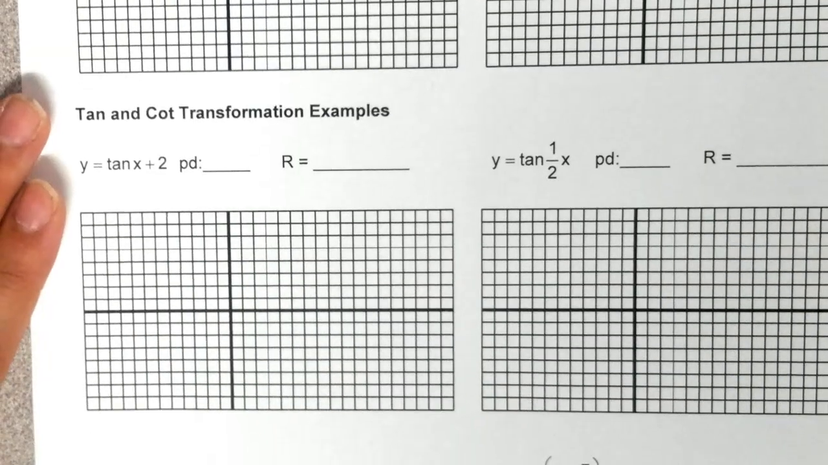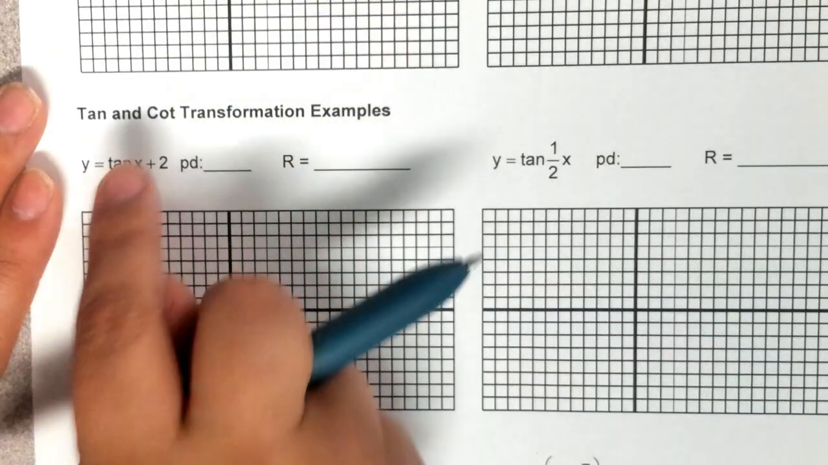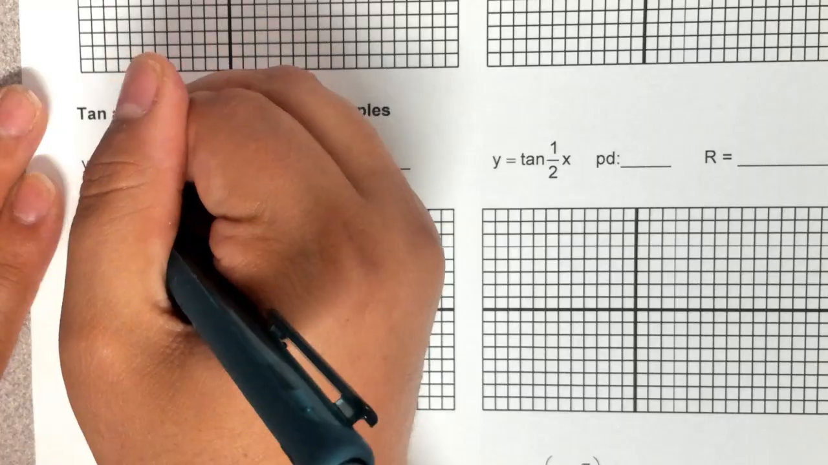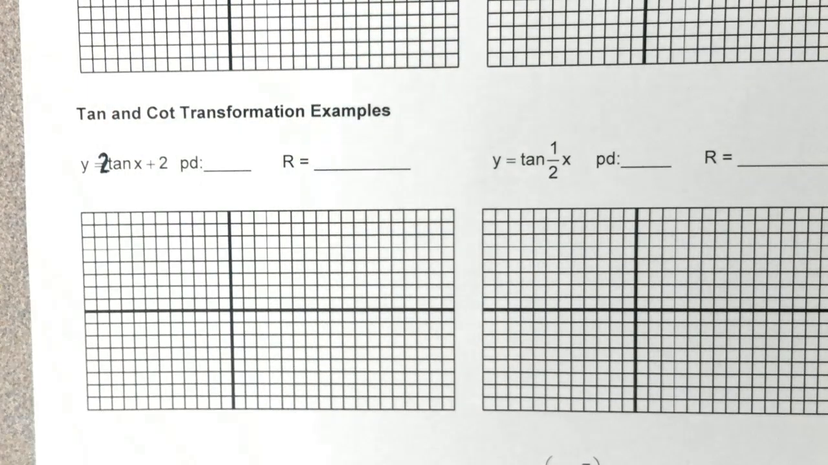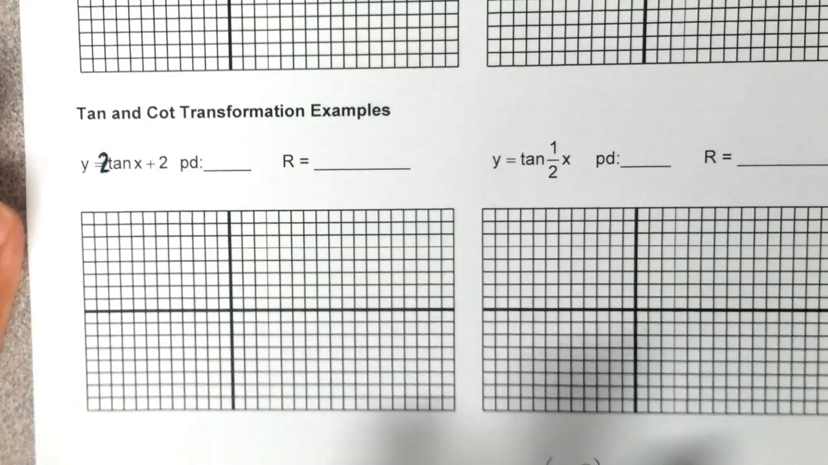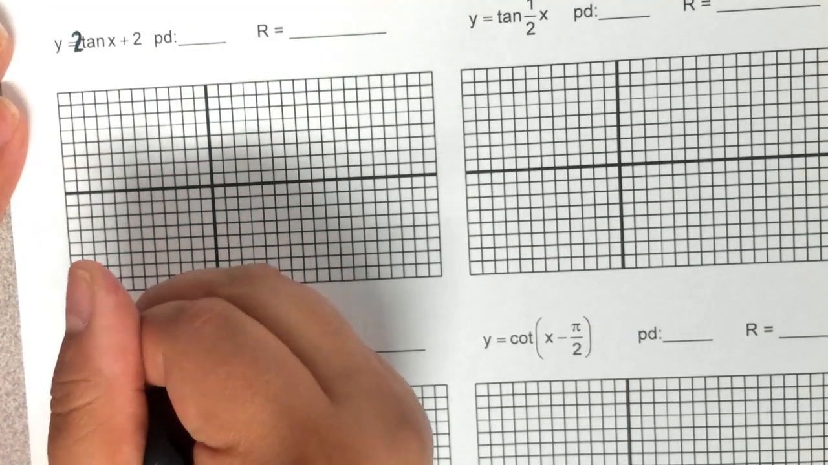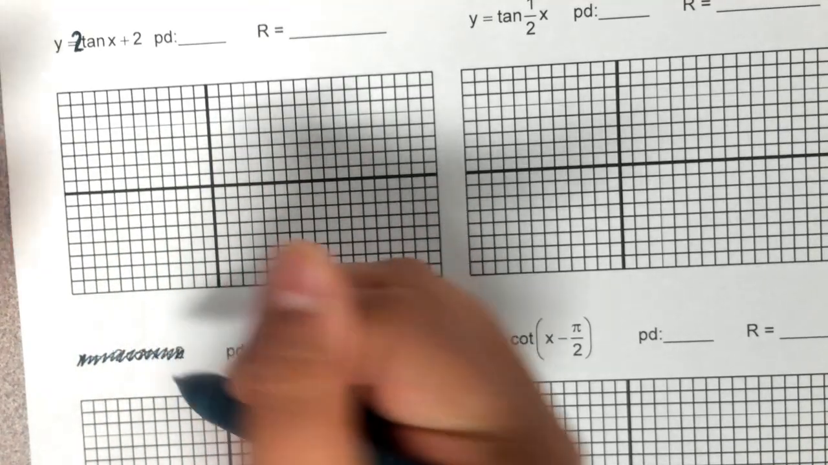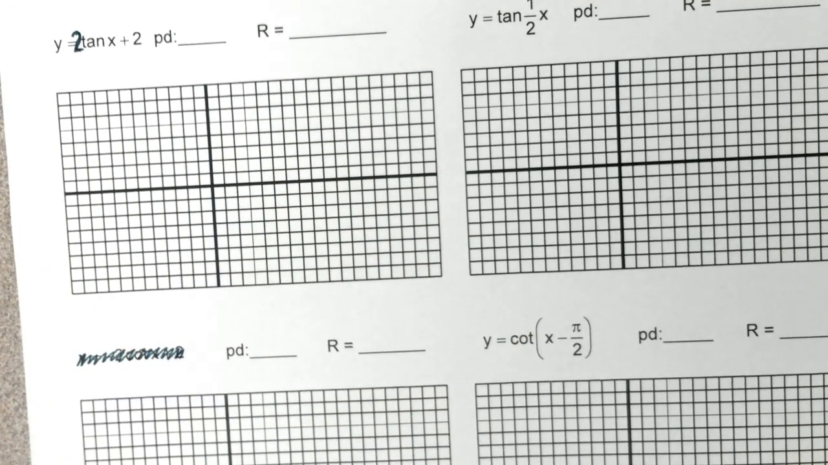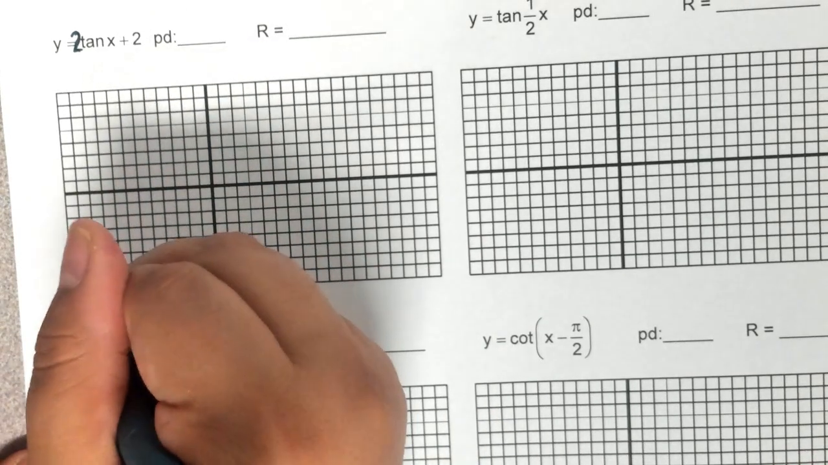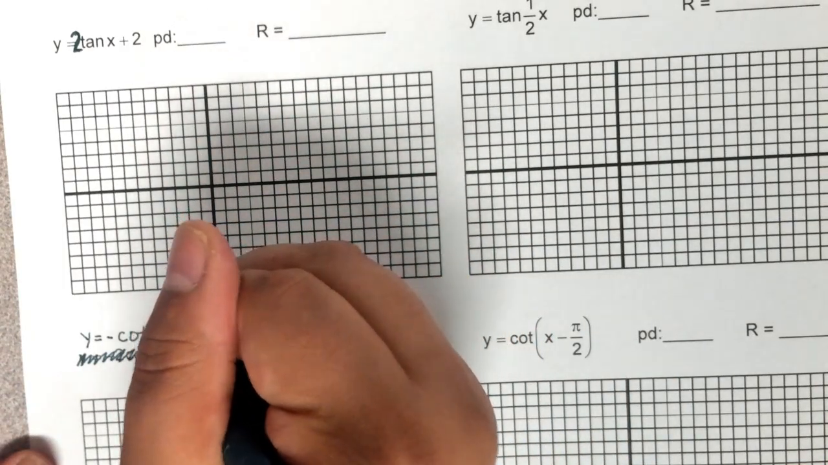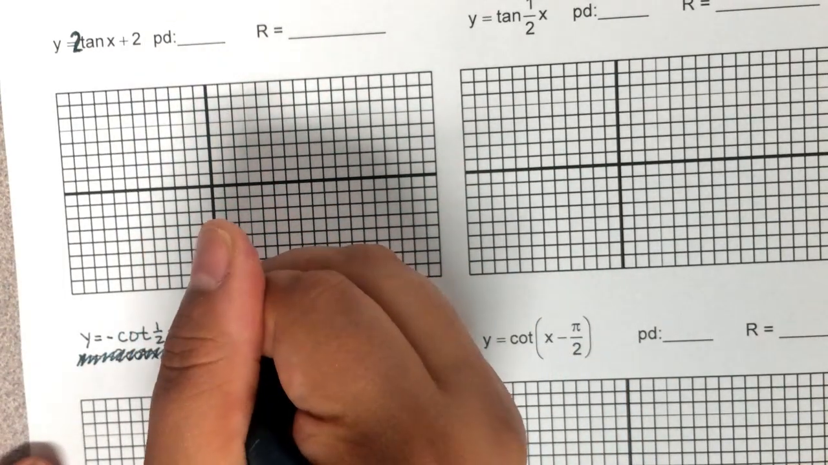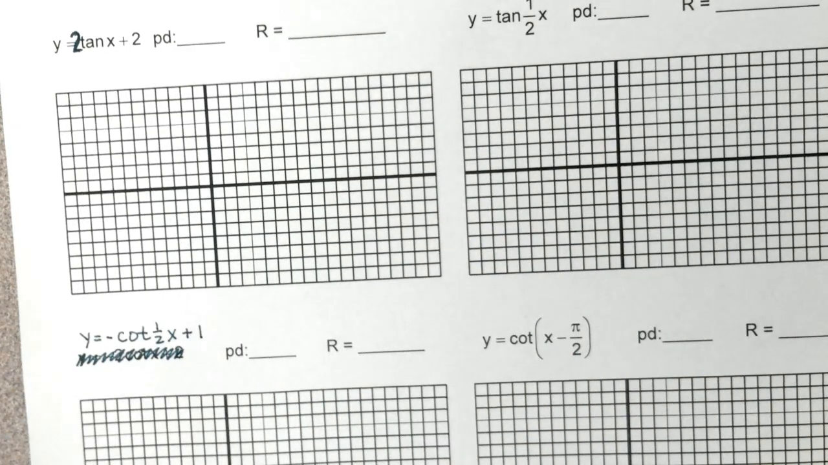Alright, so we are on page 8, we are going to do the tangent and cotangent transformations. I'm actually changing 2 of the problems. So on the first problem, I need you to make this 2 tangent x plus 2. So change that first one to y equals 2 tangent x plus 2. And on this second problem, we're actually going to get rid of this whole thing. I don't want it. And I am going to make it y equals negative cotangent of 1/2 x. Let's make it plus 1.